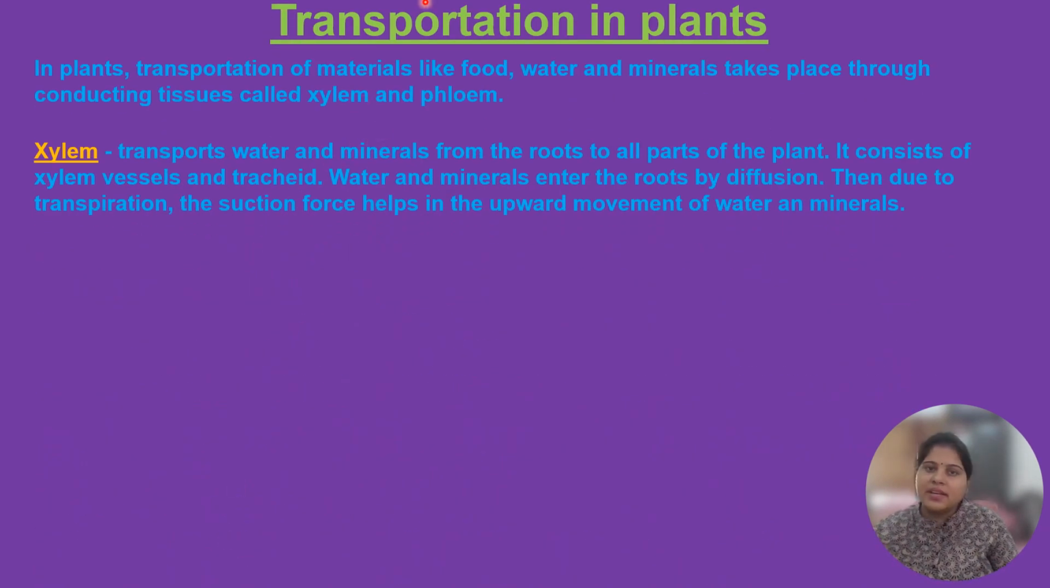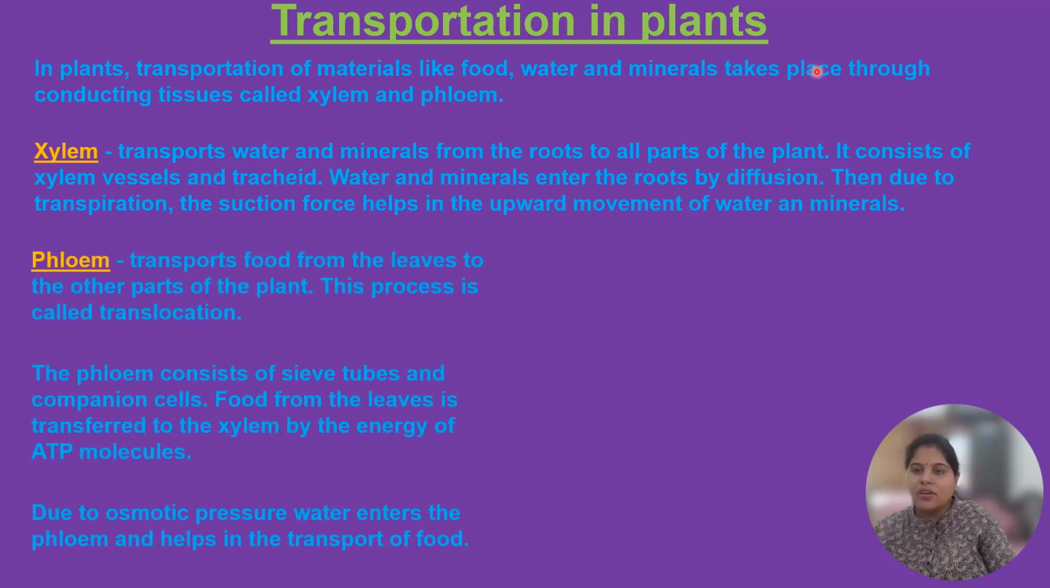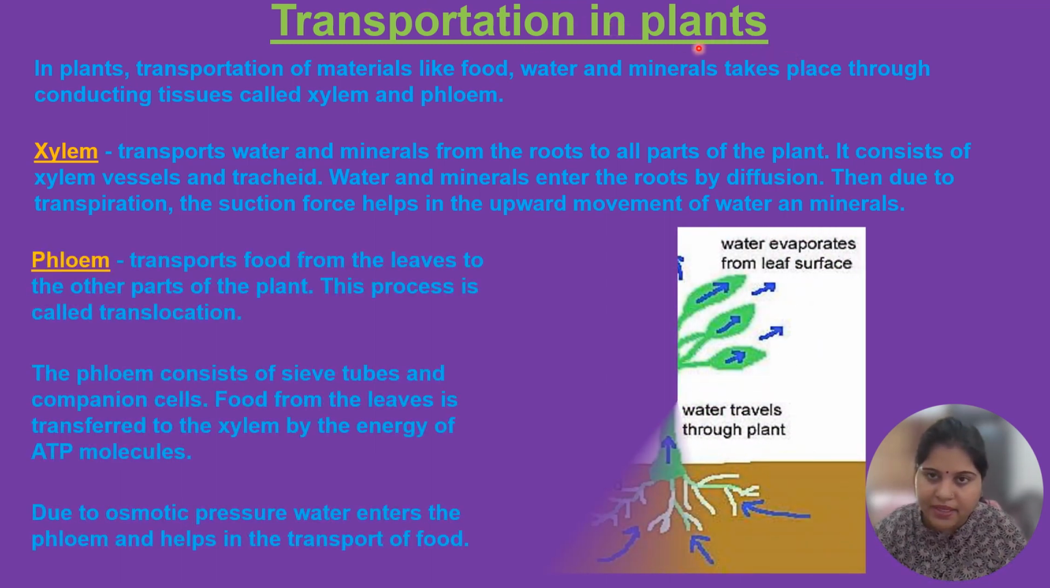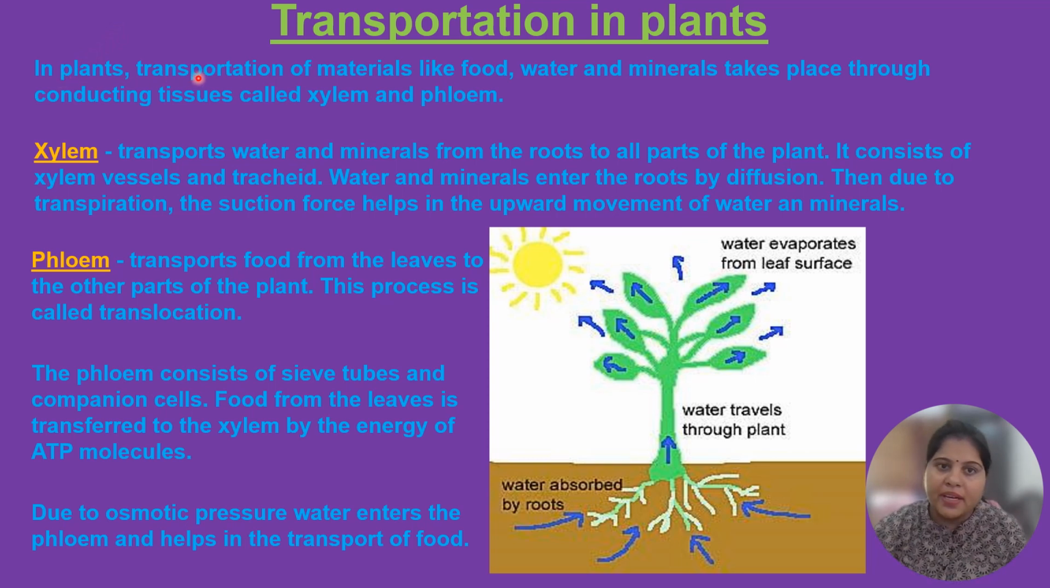Now let's understand the transportation in plants, how transportation takes place in plants. In plants, transportation of material like food, water, and minerals takes place with the conductive tissues. These tissues are known as xylem and phloem. These conductive tissues are responsible for the transportation of water, minerals, and food in the plants.